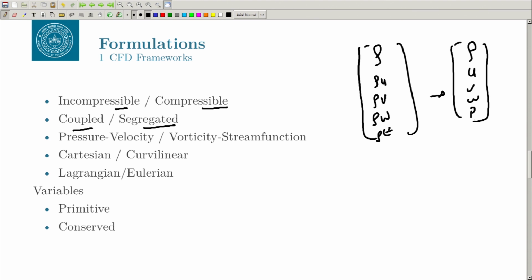In the segregated approach, you solve one after another. You can solve for mass conservation, then momentum, then energy, and so on and so forth. In the coupled approach, you solve all the equations together. You can have a pressure-velocity formulation, or a vorticity-stream function formulation. You can write your Navier-Stokes equation in terms of vorticity and stream function. It has certain advantages, but the disadvantage is that assigning the boundary condition for vorticity is not that straightforward. But it has been found very useful for certain problems.